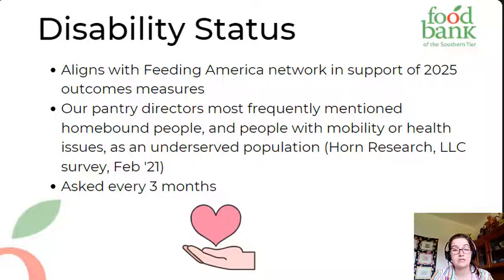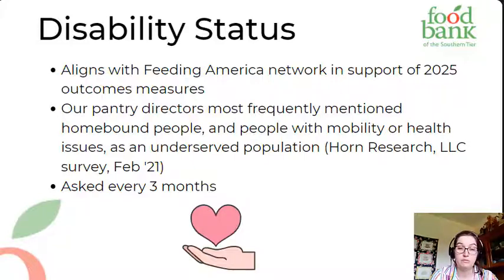Then we move on to our last additional data element that's required, which is disability status. So just like race, ethnicity, and SNAP receipt, disability status is something that Feeding America recommends. It would align with their network across the US in support of their 2025 outcome measures. But then when you look at our food bank specifically, there's also reasons that we would want to collect this information. Our pantry directors most frequently mentioned homebound people and people with mobility or health issues as an underserved population. So this is something that our partners have noticed.